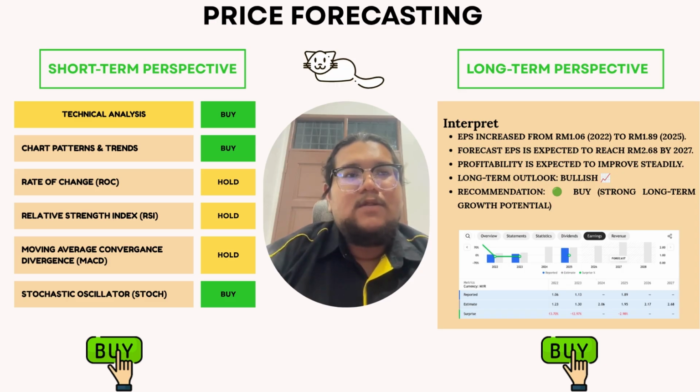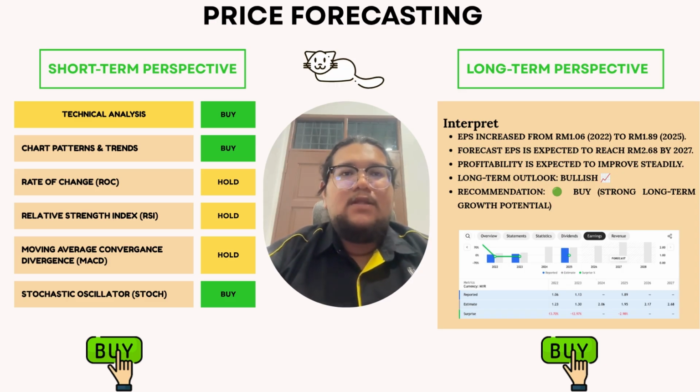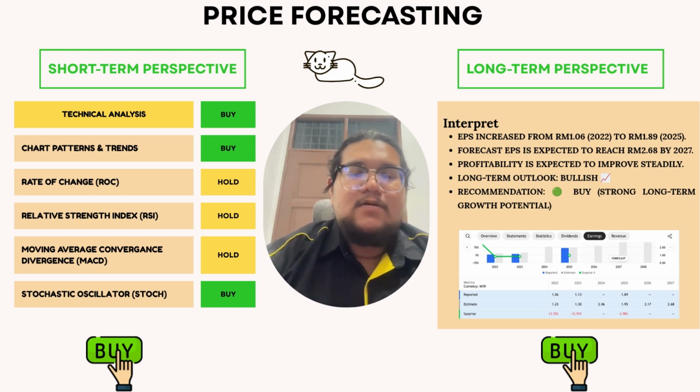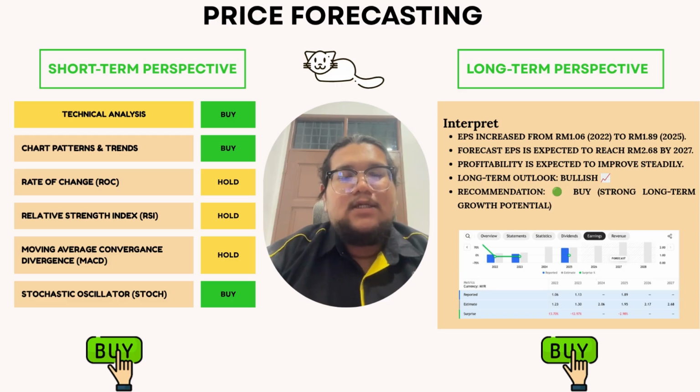Looking at the long-term perspective, fundamental expansion is strong. EPS grew from 1 ringgit 6 cent in 2022 to 1 ringgit 89 cent in 2025, and it is forecasted to reach 2 ringgit 68 cent by 2027, supported by steadily improving profitability. Our recommendation is a strong buy backed by solid long-term growth potential.